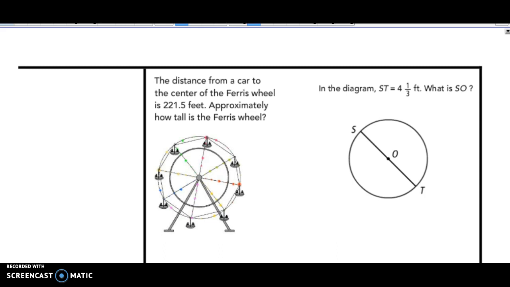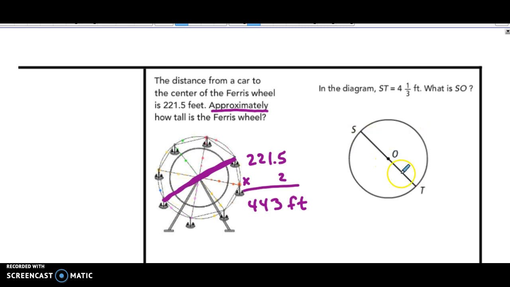So the distance from a car to the center of the Ferris wheel is 221.5 feet. Approximately how tall is the Ferris wheel? Well, if this distance here from the car to the center of the Ferris wheel is 221.5 feet, then I ought to be able to double that to tell you about how tall the Ferris wheel is. Notice it says approximately because we don't know how much distance to add for the amount that it's raised off of the ground, but if I double the radius here, that will give me a good approximation for the height. So we can just double 221.5, which would give us 443 feet. So that's one example of how we can use the measurement of the radius and double it to give us the diameter to solve a real-world problem.